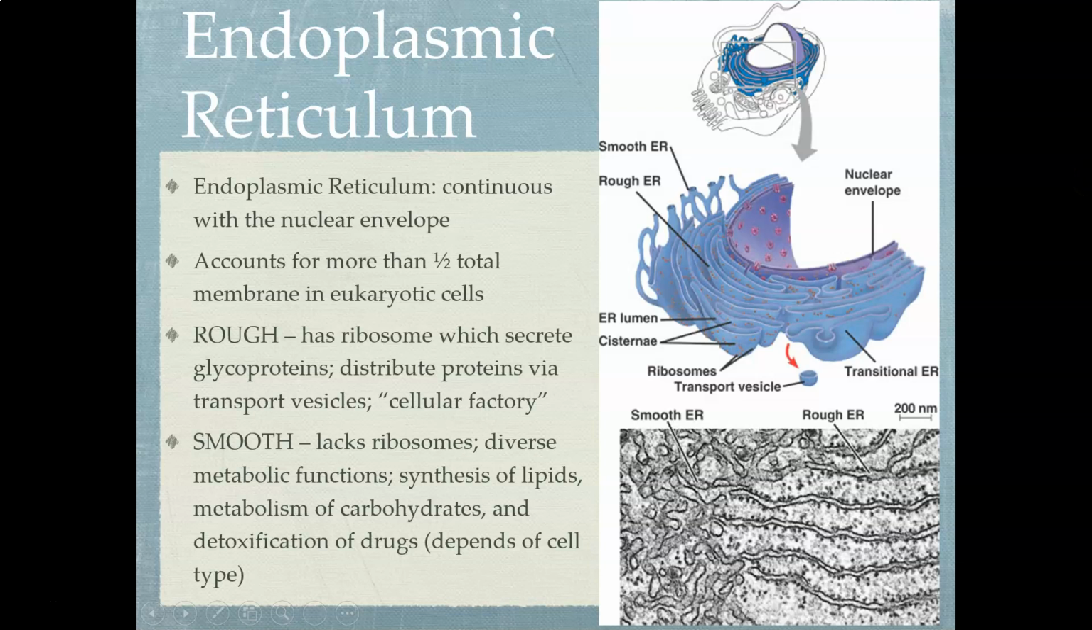The endoplasmic reticulum as a whole accounts for about half of the membrane in most eukaryotic cells, which is pretty impressive. It's a pretty large organelle in and of itself, and it's split into two pieces. So you have your rough ER, which is here, and that rough ER is studded by those ribosomes. Remember, those ribosomes are your protein factories.